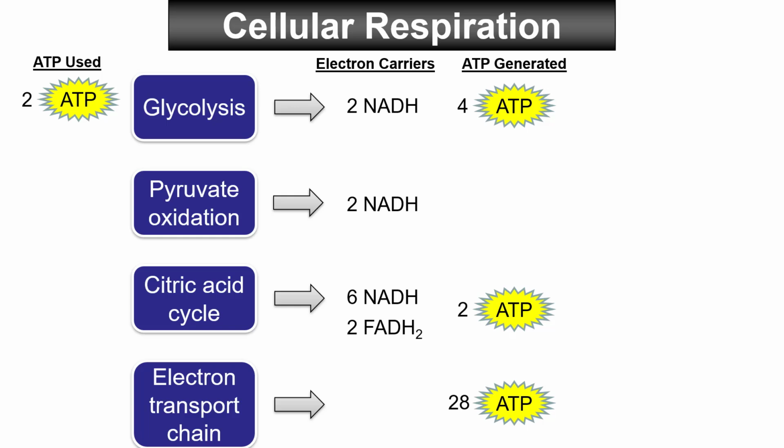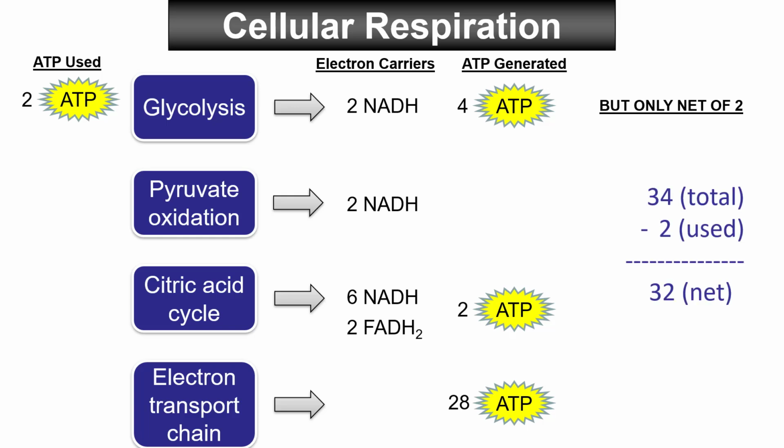So think about this. During glycolysis, it uses 2 ATP, but then later generates 4 ATP. So altogether, glycolysis gives us a net ATP of 2, right? The net is essentially how many we have at the end of the process. We generated 4, but we used 2, so we had a net of 2. So altogether in cellular respiration, there are 34 ATP total that are generated, but remember that 2 are used at the very first reactions of glycolysis. So altogether, that 1 glucose molecule results in a net of 32 ATP for the whole process.